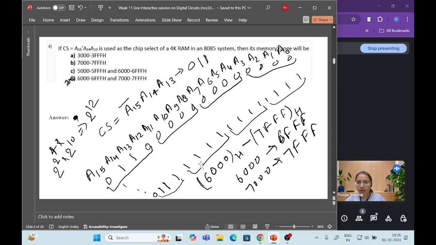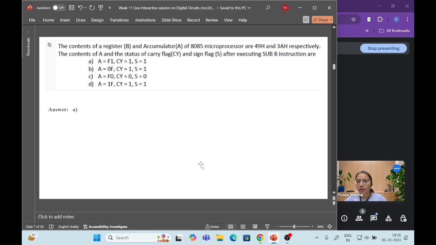Now, moving to the next question. The contents of register B and accumulator A of an 8085 microprocessor are 49H and 3AH respectively. The contents of A and the status of the carry flag and sign flag after executing the SUB B instruction are. So, what will be the content of register B? That is 49H.